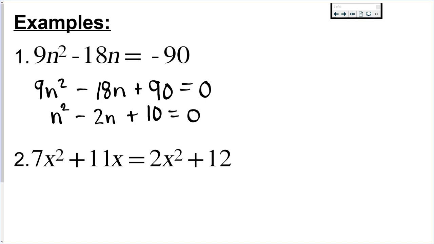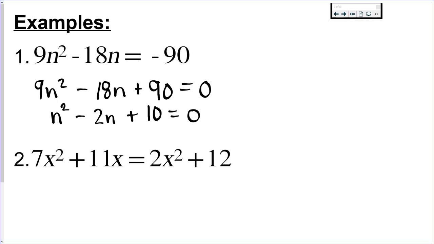So now looking at that, we want to see if we can factor. So what multiplies to 10 and adds to -2? Think for a second, nothing does. So the next thing we want to check is if completing the square might be an option.